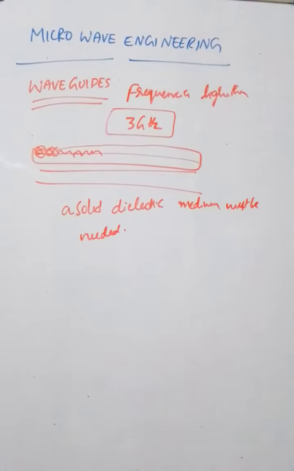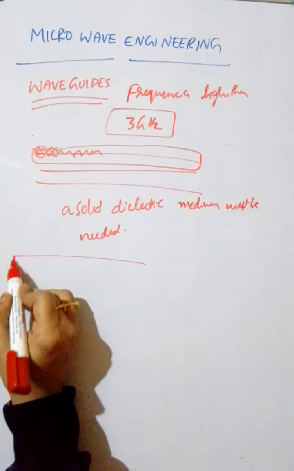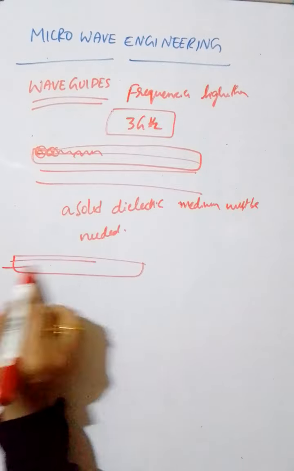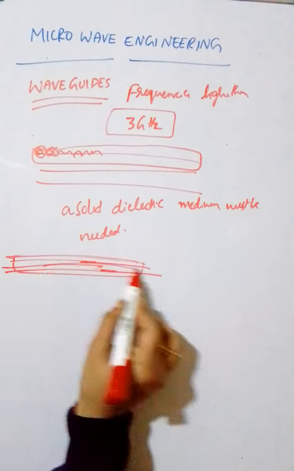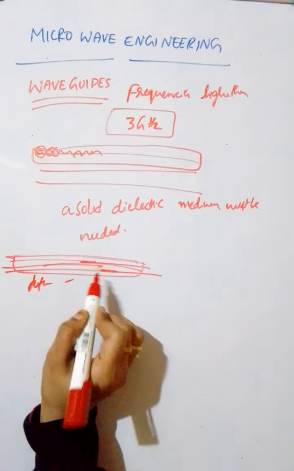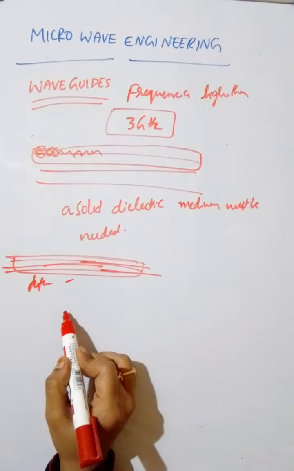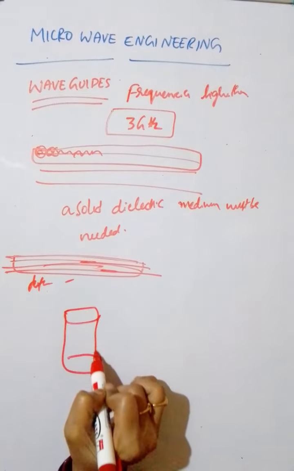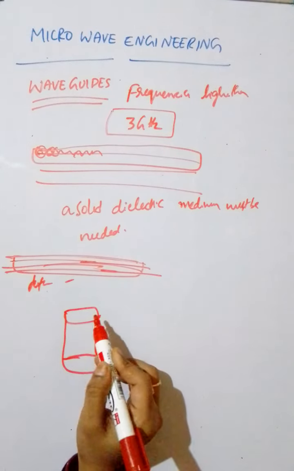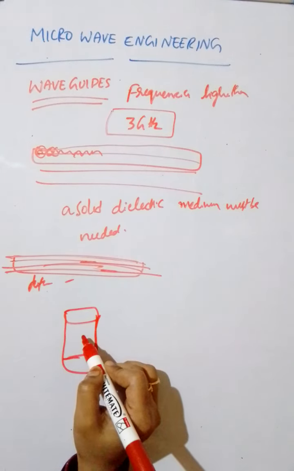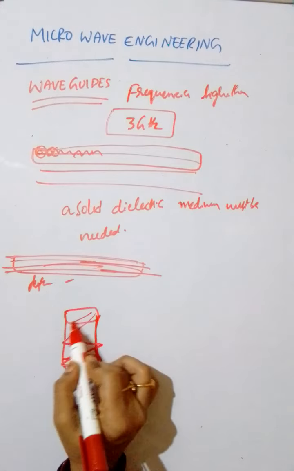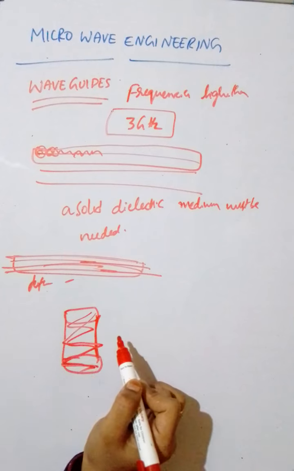Next, a metallic tube. This is a metallic tube which can be used to transmit electromagnetic waves of all frequencies, whatever kind of frequencies. A hollow metallic tube of uniform cross section, the same cross section, must be used for transmitting waves by successive reflections from the inner walls.